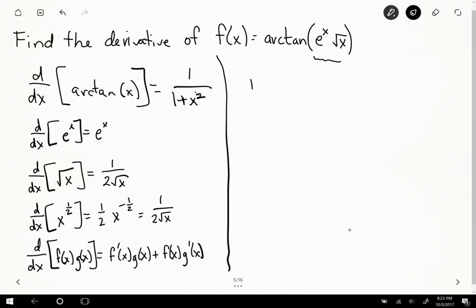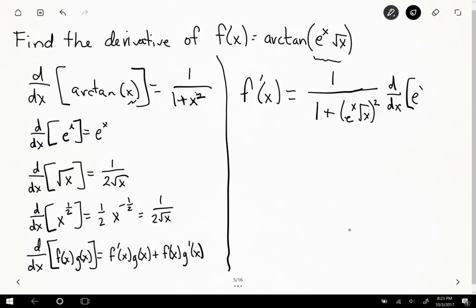So when we do f prime of x, how do we start this? Well, we start with the outermost function, which is the arctangent of x. We're going to take the derivative of that. So usually that's 1 over 1 plus x squared. But we've changed and replaced this x with something. So it goes 1 over 1 plus, and instead of x squared, we now have e to the x square root of x, and that whole quantity is squared. Now, what we need to do is, this is a chain rule, so I'll just write derivative for right now. This is supposed to be multiplied by the derivative of e to the x times the square root of x.